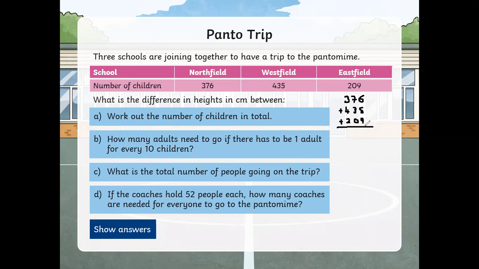Again, so we start on the right and we go 6 plus 5 is 11, plus 9 is 20. So we write the 0, and we carry the 2. 2 plus 7 is 9, plus 3 is 12. Write the 2, we carry the 1. 1 plus 3 is 4, plus 4 is 8, plus 2 is 10. So total number of children is 1,020.